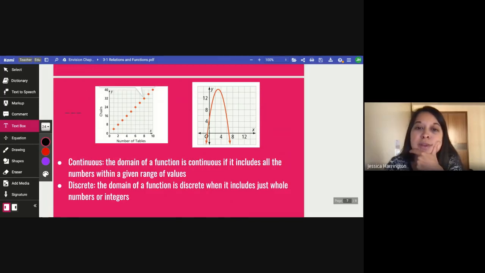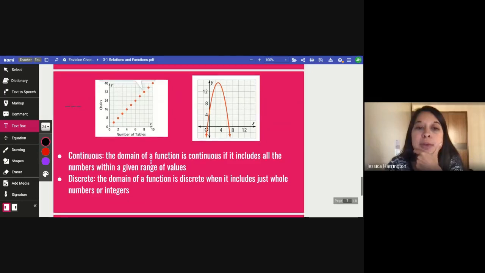So this is continuous because it's a smooth curve. It includes any number between negative infinity and infinity. Continuous, smooth curve. Where this function on the left, this one's discrete. So you might want to draw these pictures of these functions next to your vocabulary word. This is discrete, right? Because it includes just specific numbers.